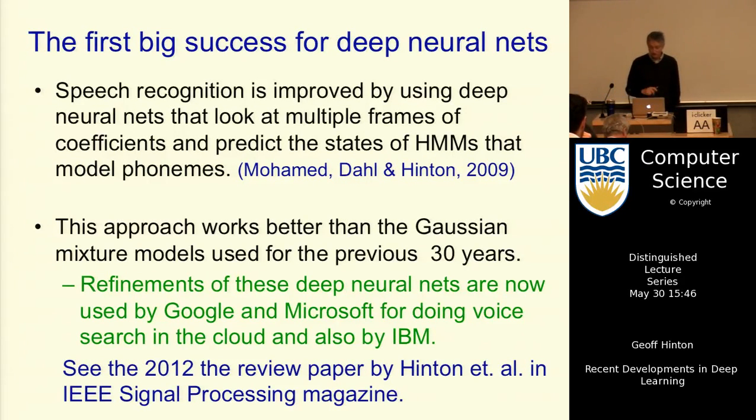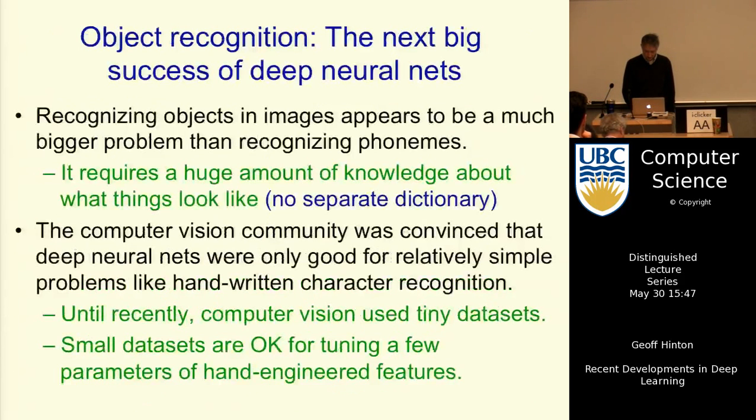And now it's just replaced all that. At Google and Microsoft and IBM, they don't use their Gaussian mixture models anymore. They use these big deep nets because they work much better. And the reduction in word error rate is fairly dramatic. It's about a 30% reduction in the word error rate. That is, 30% of the errors disappear. There's a nice review paper on that, written by all 4 groups that were doing it.